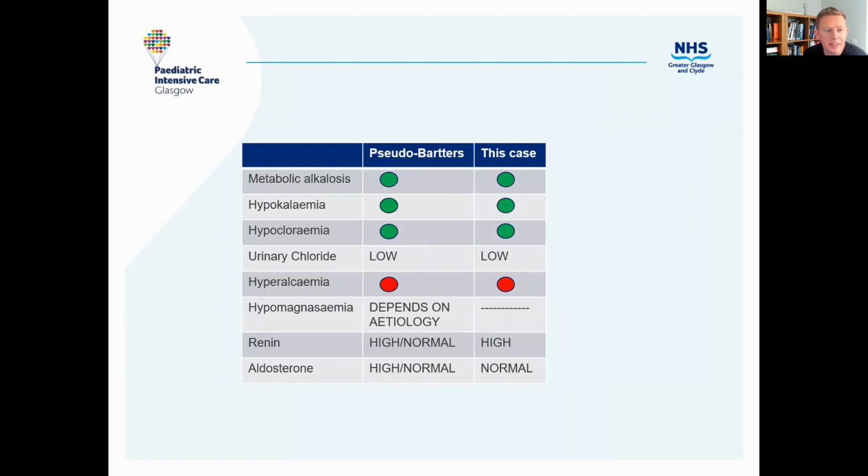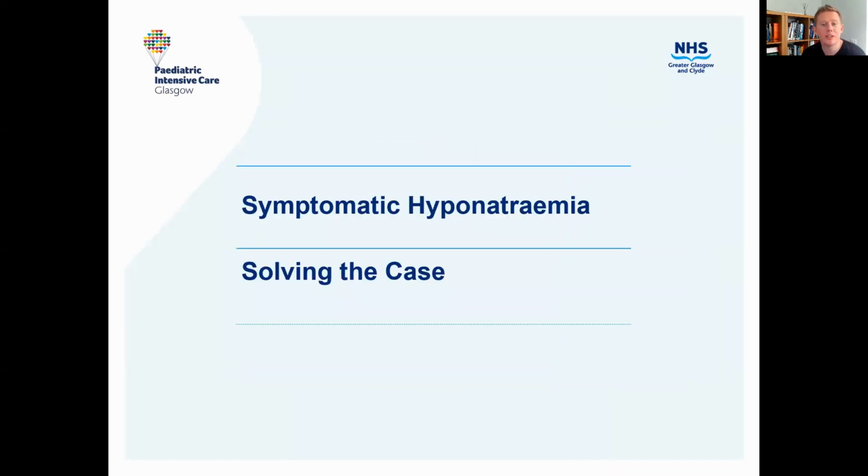So just to be clear, when we look at this table, it seems like our patient is quite well in keeping with having pseudo-Bartter's. So you think you've got it. You think you're happy. This patient has got pseudo-Bartter's. But unfortunately, they don't have real Bartter's, do they? So why do they have pseudo-Bartter's? So we've got some more work to do.